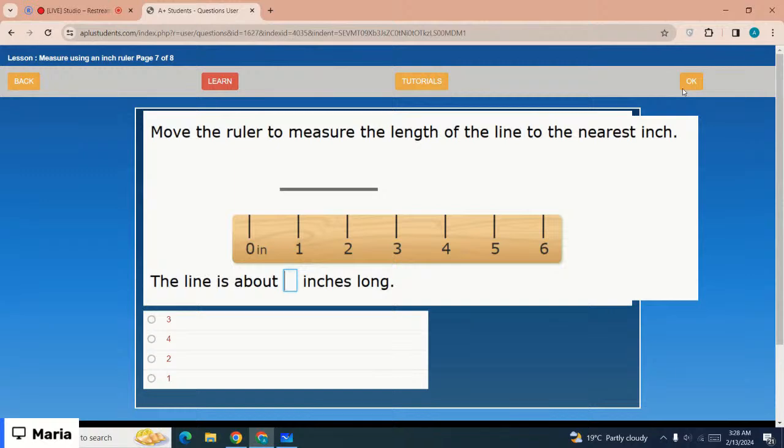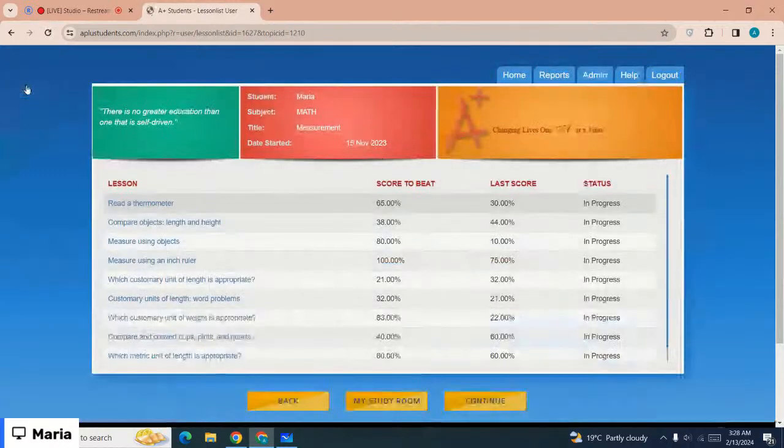Move the ruler to measure the length of the line. So, the line is about 2 inches long. The correct option is 2. Okay, you can complete the lesson by yourself later today. Let me just move on to the next lesson, and the next lesson is which customary unit of length is appropriate.